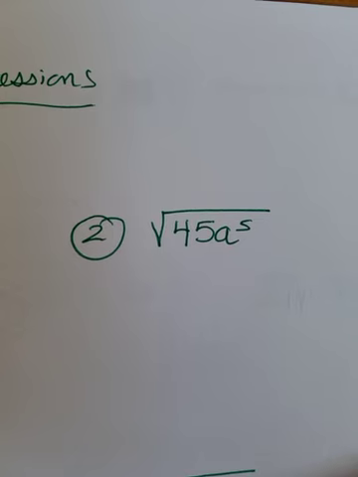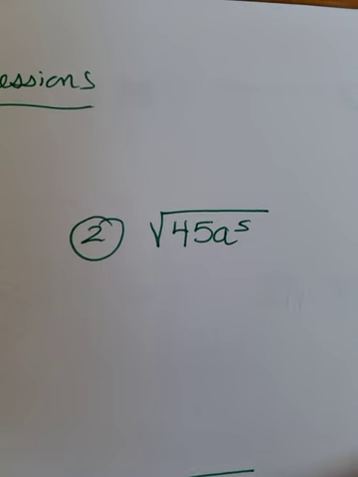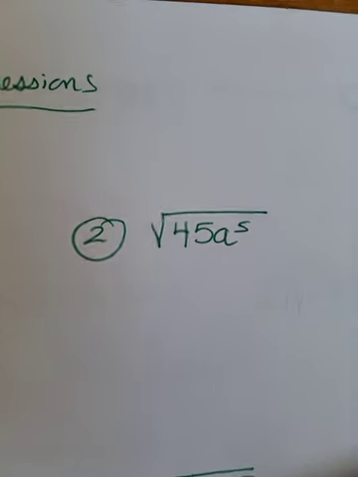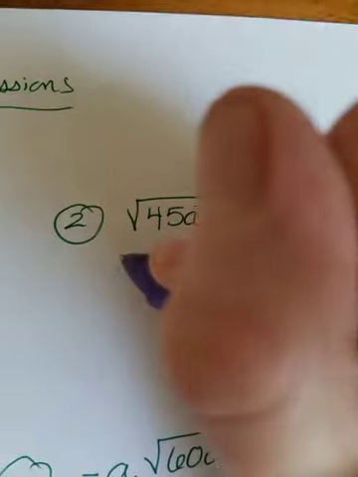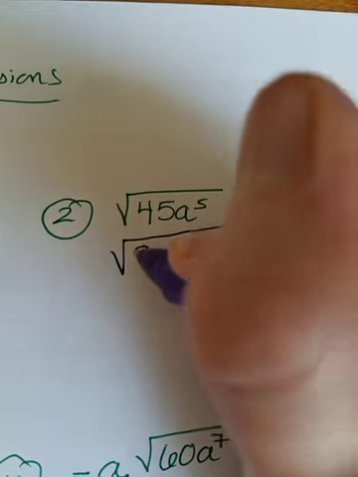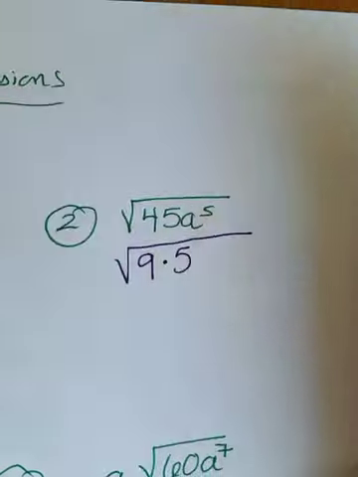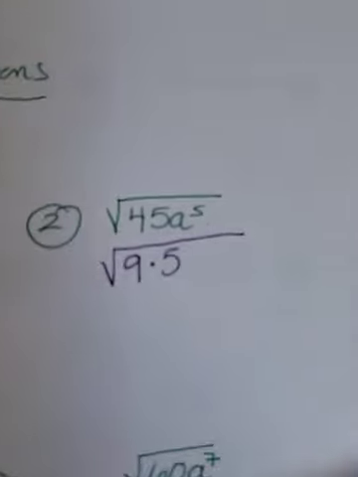So let's look at the 45 first. I always tell people to break it up. So let's first just look at the number. So what perfect square goes into 45? I hope you're going to tell me 9. And then so 9 times 5. So that's, again, old news.